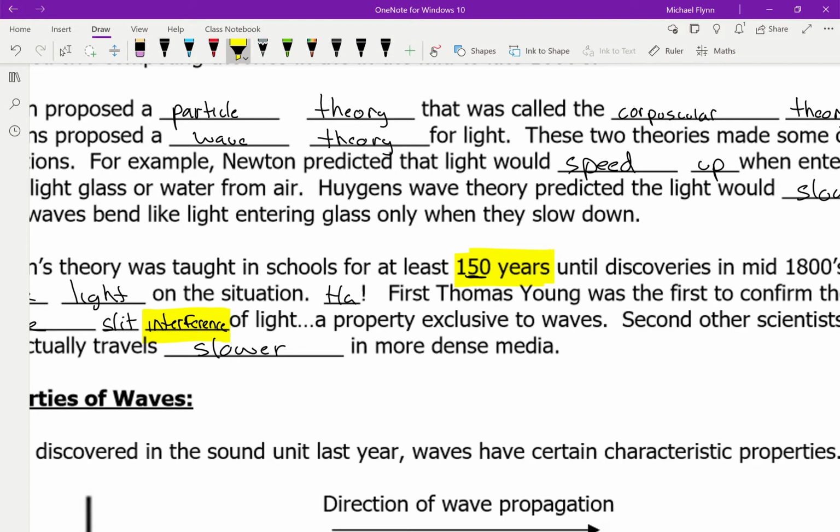Remember, interference is this property where waves pass through each other, and you get super crests and super troughs and stuff like that. Only waves can do that. Particles don't pass through each other like this. They collide. Imagine 2 streams of water intersecting. It would just splash all over the place. You wouldn't get interference. That wouldn't make sense.